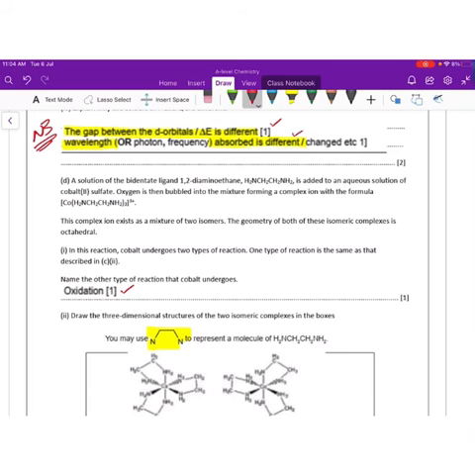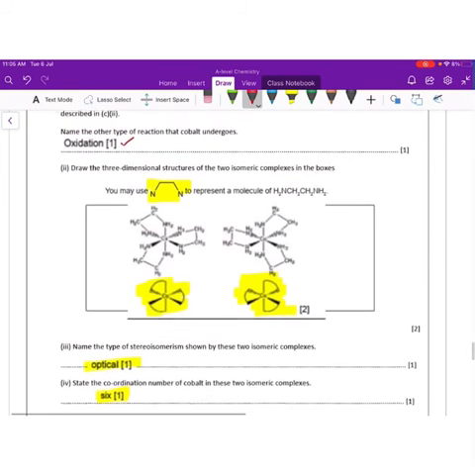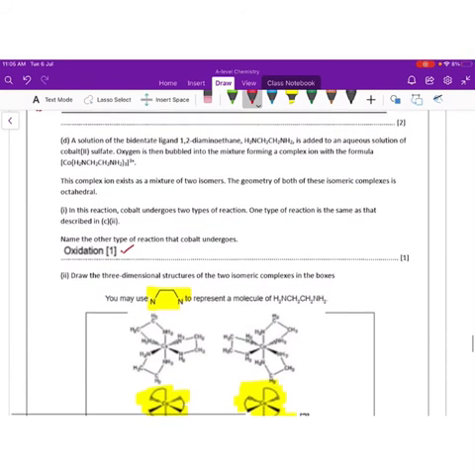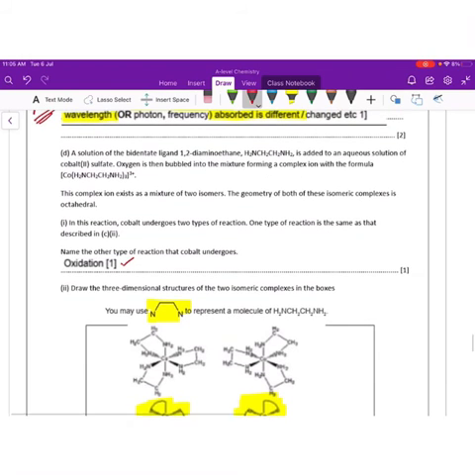So meaning if it's octahedral, there's 6 coordinate. The coordination number is 6. At least we can know that. In the reaction, cobalt undergoes 2 types of reactions. One type is the same as described earlier, a ligand exchange. The other type of reaction that cobalt undergoes is oxidation. Remember, this is why the oxygen is in there. If the oxidation goes in there, then it's oxidized.